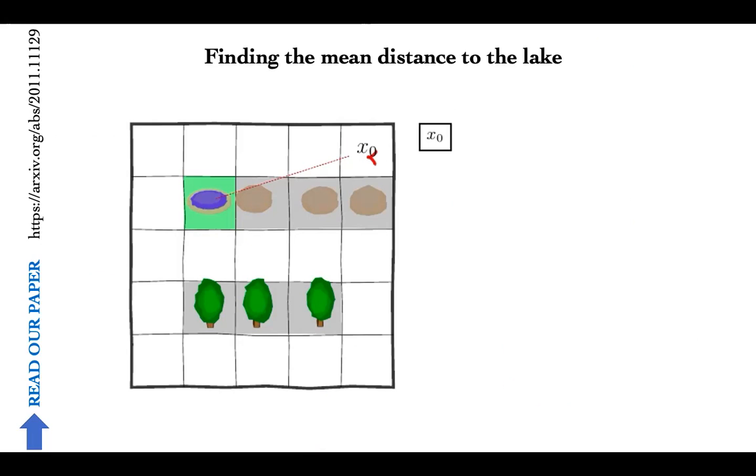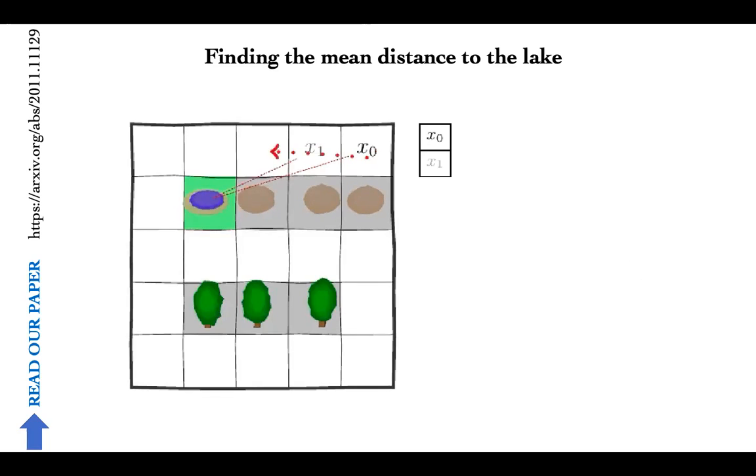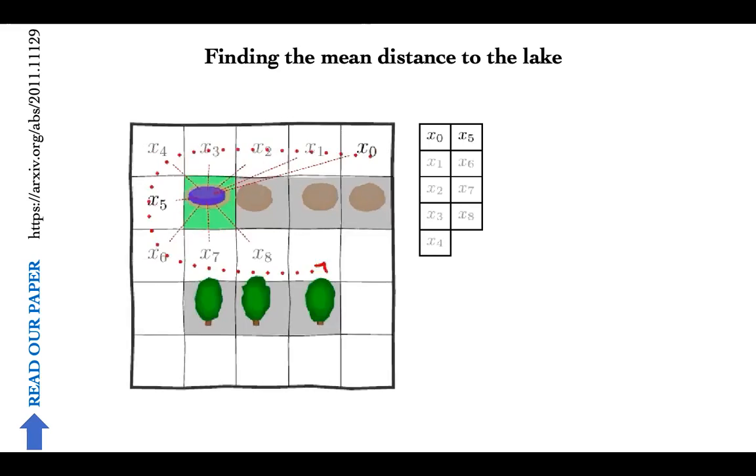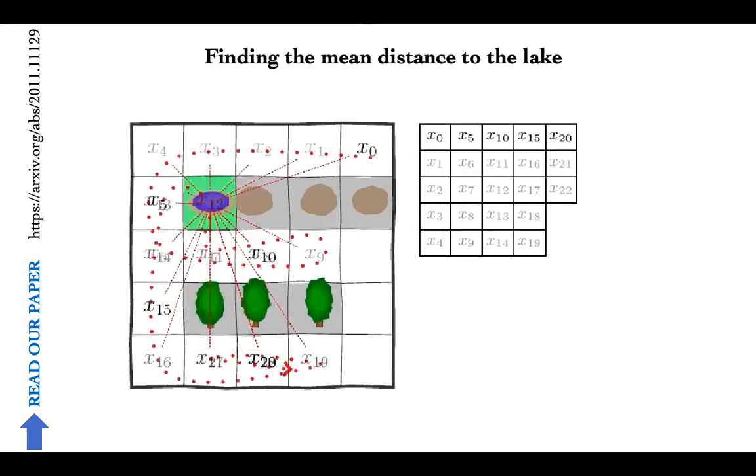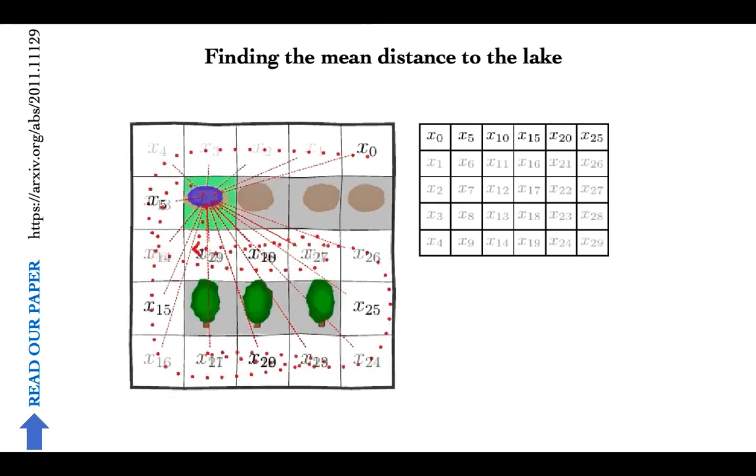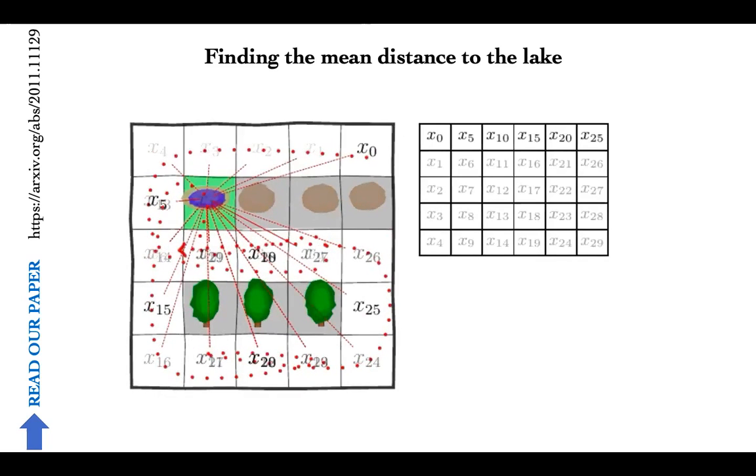For example, if we want to calculate the mean distance of a random walk to the lake, we run our Markov chain and collect samples. Standard methods would only be able to use every 5 samples, x0, x5, x10, x15, x20, and x25. However, with our method, we average over each column, which is a trace of length 5, and using all of this information in the average, we get a better sample complexity for the mean estimation problem.